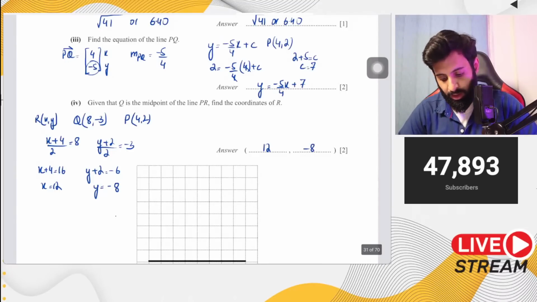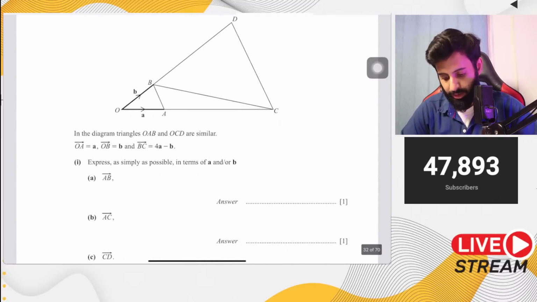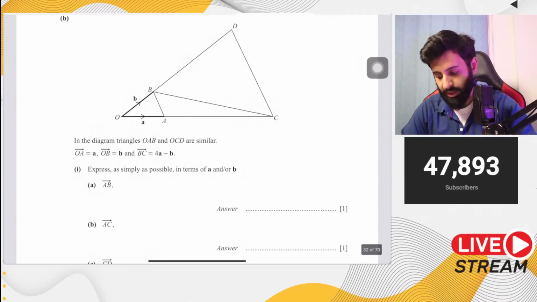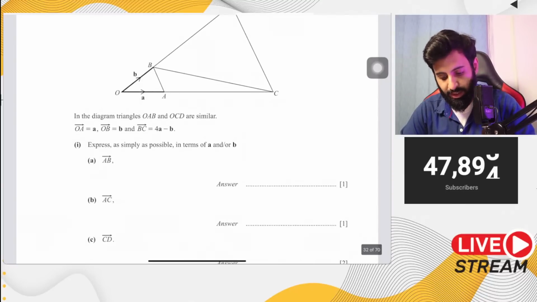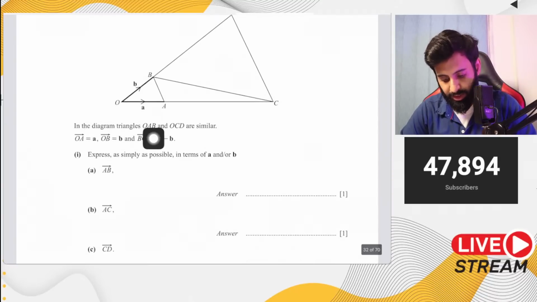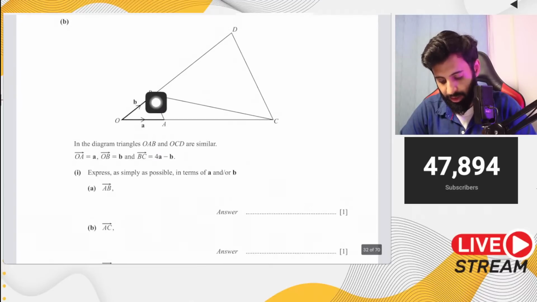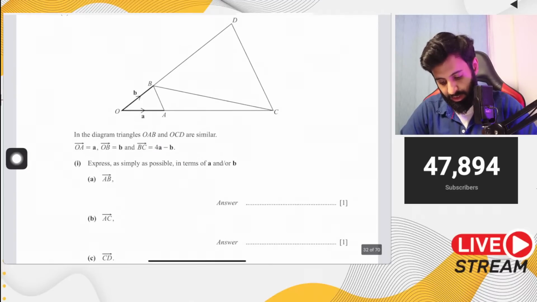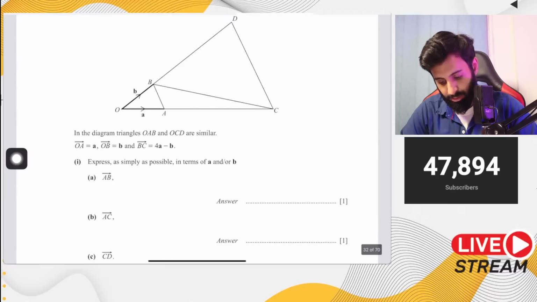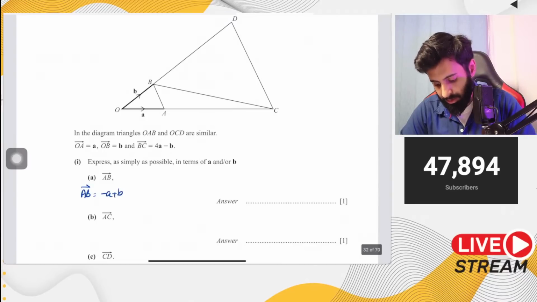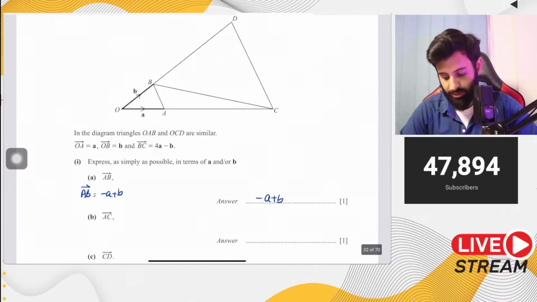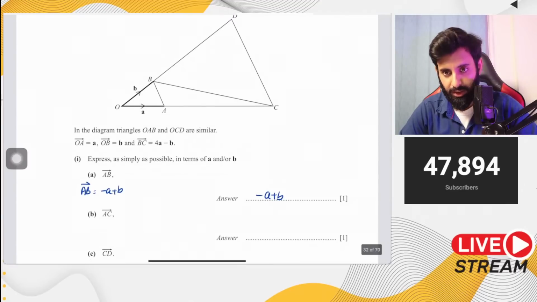Okay. All right. Now, this is the reason why I wanted to do this question. It says, in the diagram triangles OAB and OCD are similar. OA equals a and OB equals b, and BC is equal to 4a minus b. Express as simply as possible in terms of a and/or b, AB. So to find AB, here's what we're going to do: minus a plus b. So what's that equal to? That's it, nothing you can do further. So minus a plus b is the answer.